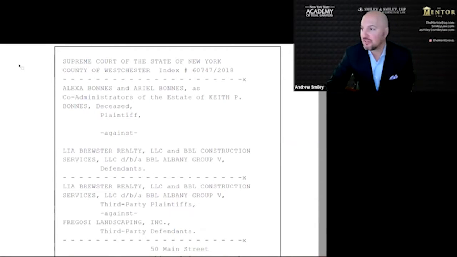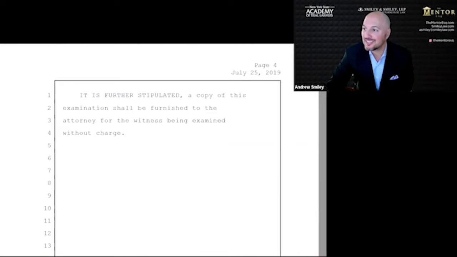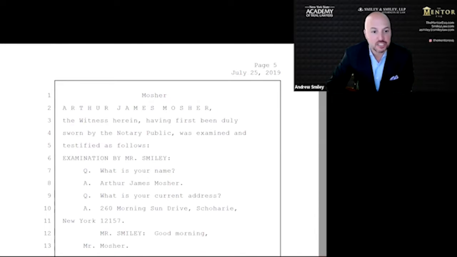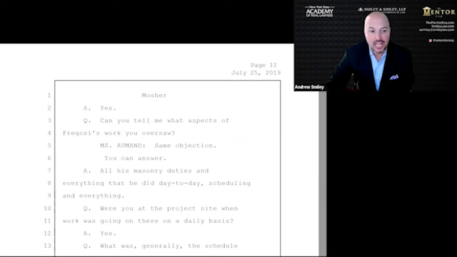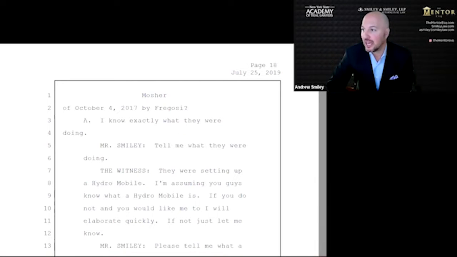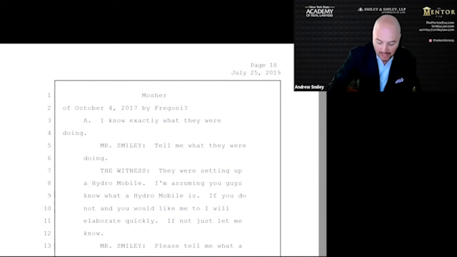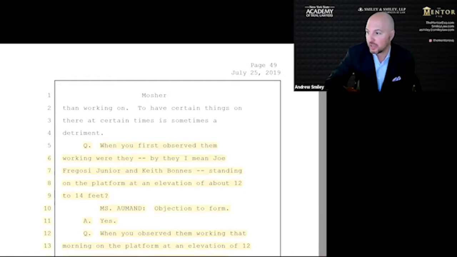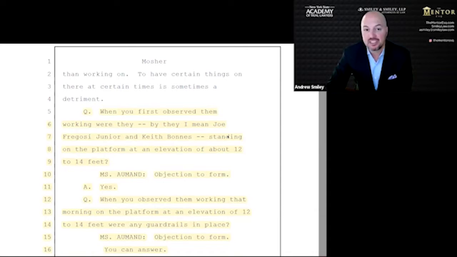Page 104. Now, what was interesting is this guy, this site super, actually walked the job site every day, and he walked the job site on the day of the accident. And I got some amazing testimony from him that I want to read to you in the next few minutes. Because he observed them that morning of the accident, he observed Keith up on the platform working.